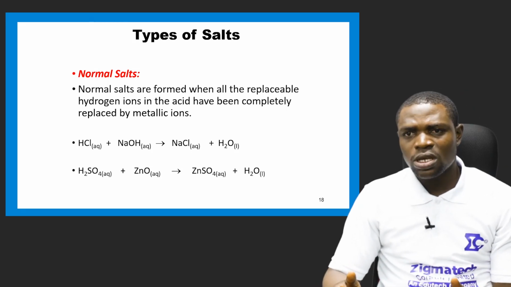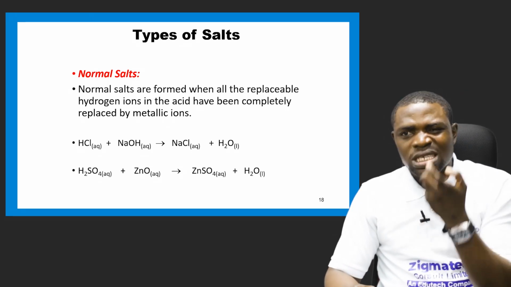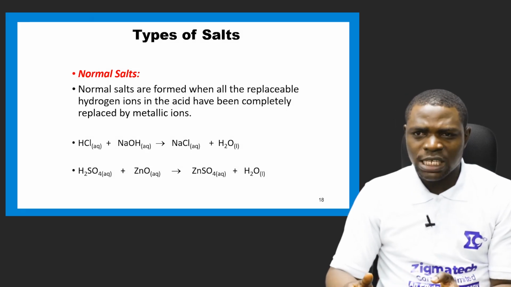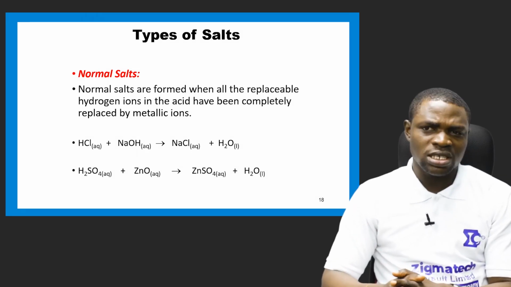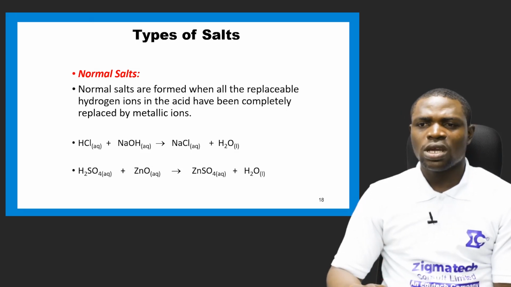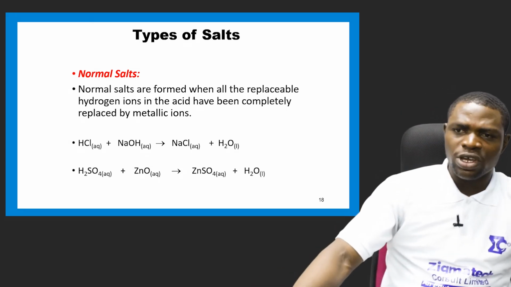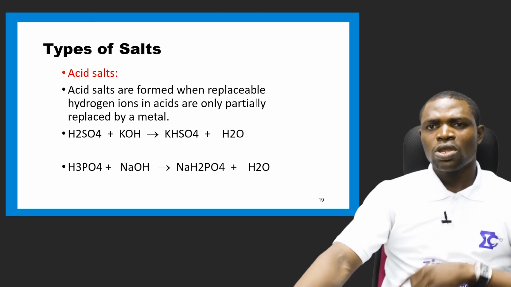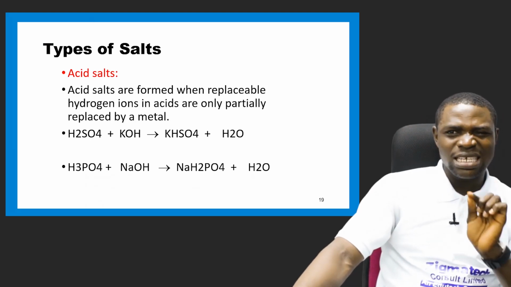This salt can be synthesized simply by bombarding hydrochloric acid and sodium hydroxide together to form sodium chloride and water as a byproduct. Then if you want to obtain your zinc sulfate, bombard tetraoxosulfate(VI) acid and zinc oxide together. Then you're going to get your zinc sulfate and water.